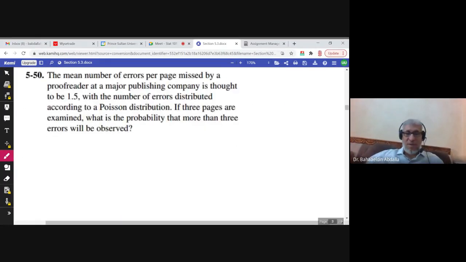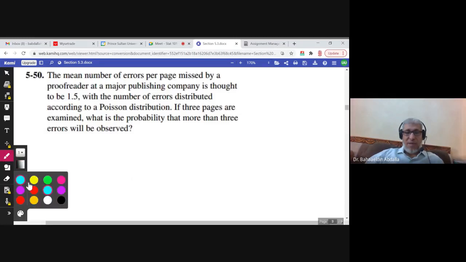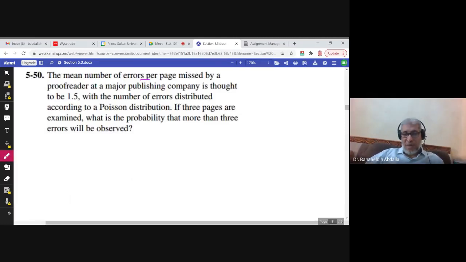All right, another example. The mean number of errors per page missed by a proofreader at a major publishing company is thought to be 1.5. So what is 1.5? It is lambda. Lambda is 1.5 per page, one page, with the number of errors distributed according to a Poisson distribution. If 3 pages are examined, that means T, the number of segments, is 3 pages.